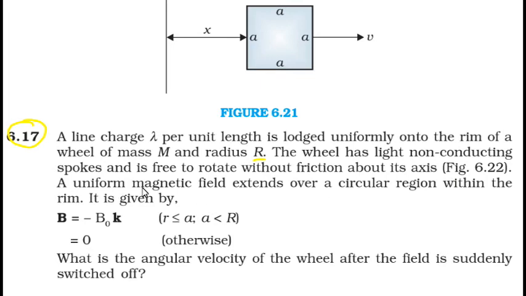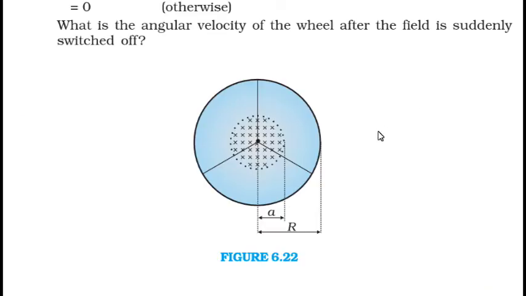The uniform magnetic field extends over the circular region within the rim. It is given by B is equal to minus B naught k, for a greater than or equal to r and r smaller than or equal to capital R. So what is the angular velocity of the wheel after the field is suddenly switched off? Let us see the solution. And this is the figure given here.